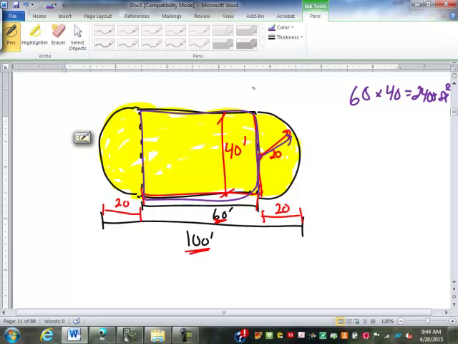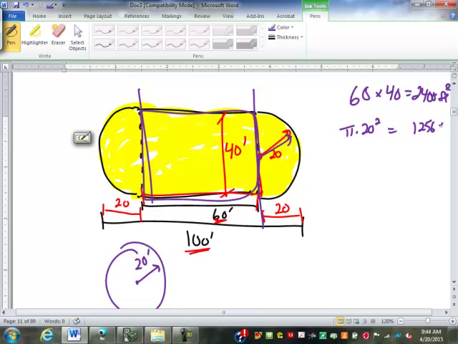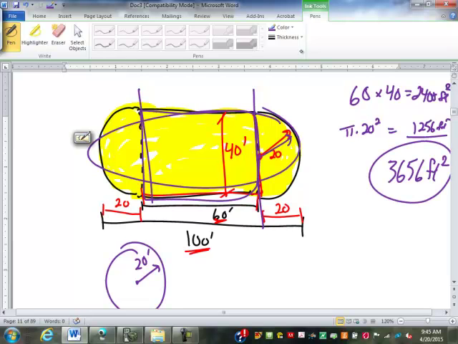Now I have two half circles. If I chop them off, I get one circle with a radius of 20 feet. Its area will be pi times 20 squared, otherwise known as 1,256 square feet. So that makes this whole thing 3,656 square feet. What do you think?